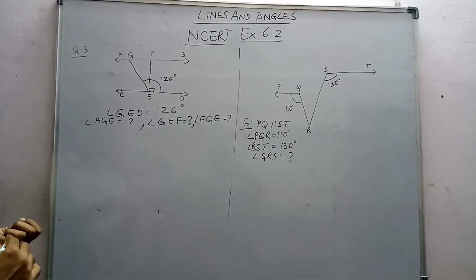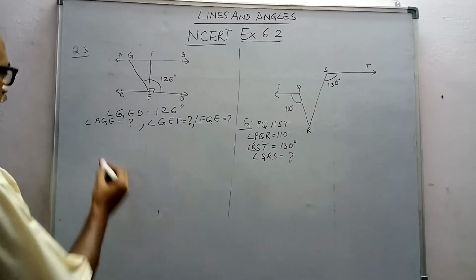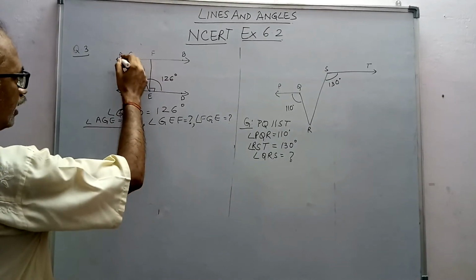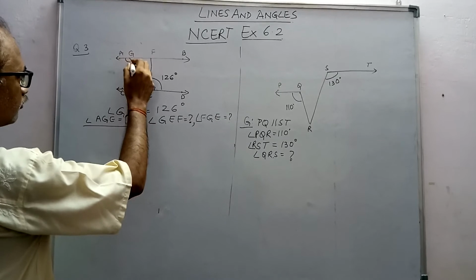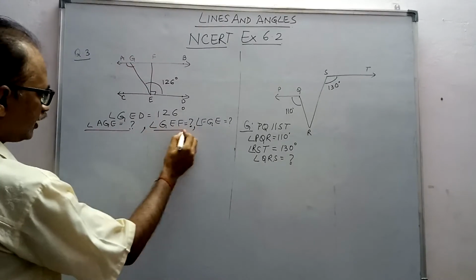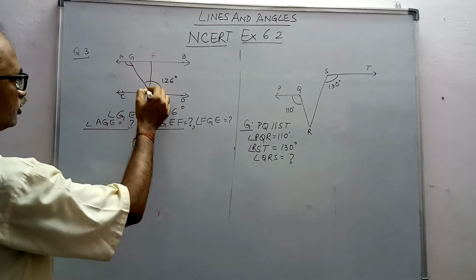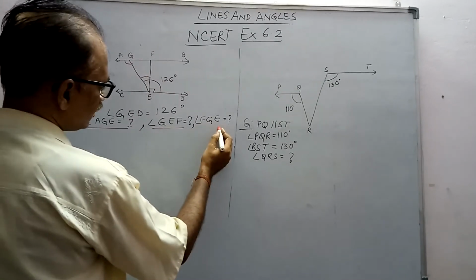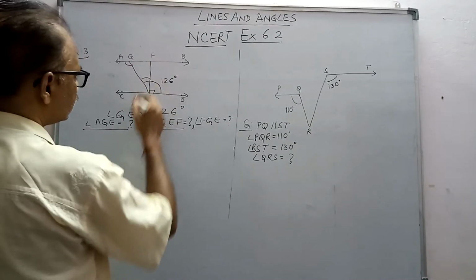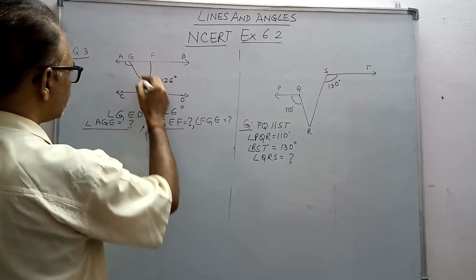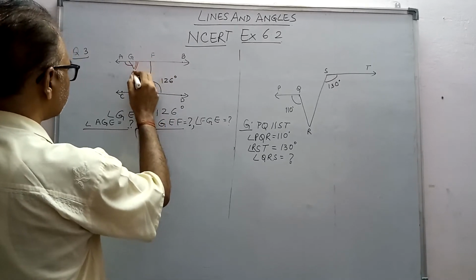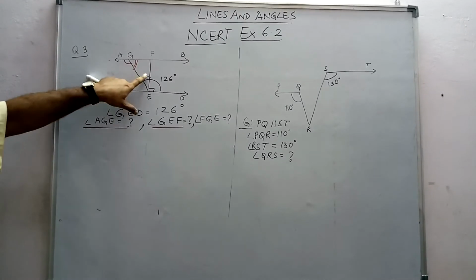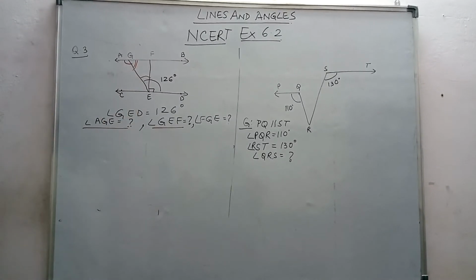Then you have to calculate, first of all, AGE, which means this angle. Then GEF, which means this angle. Then FGE, where F is this, G is this, E is this, that means this angle. So you have to calculate three things, all these three angles.